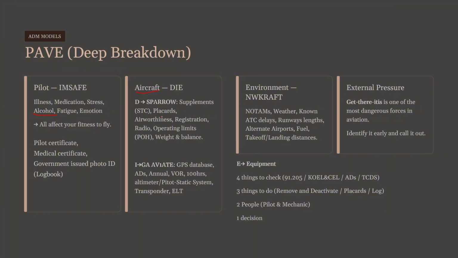And placards, these provide operating limitations or required information directly in the cockpit. So a placard is kind of like a sticker, and if a placard is missing, that could mean the aircraft is not legal to operate as configured. Okay.